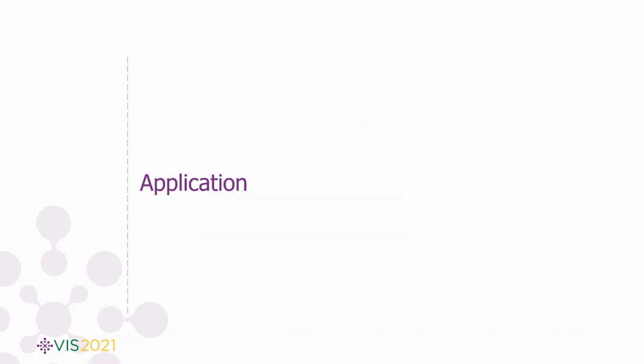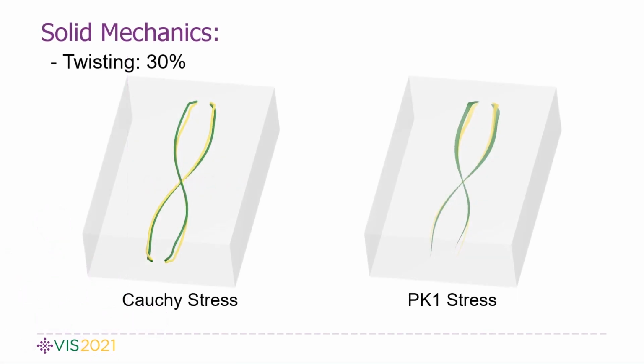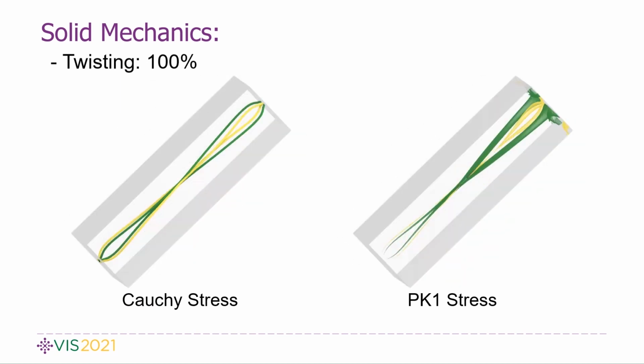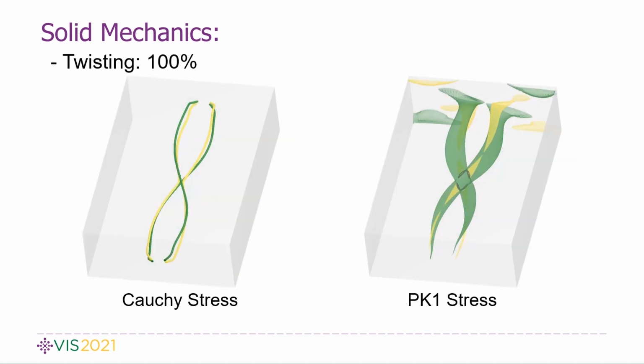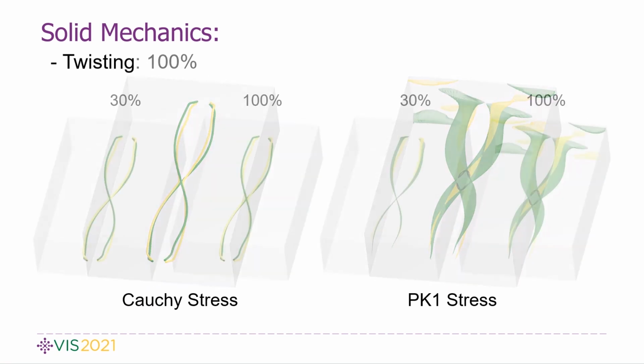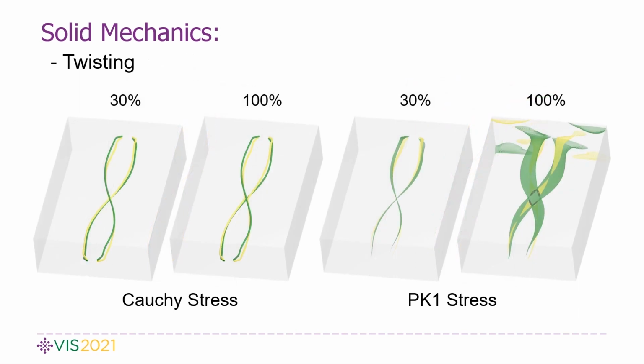We apply our analysis to solid mechanics and fluid dynamic datasets. Twisting motions acting on material is important to understanding the solid mechanics. We simulate a twisting of a block and visualize the features in the stress tensor fields for two different stages. The Cauchy stress tensor field, which is symmetric, shows little difference in the degenerate curves for the two stages. The PK1 stress tensor field, which is asymmetric, clearly shows the difference of the degenerate surfaces.